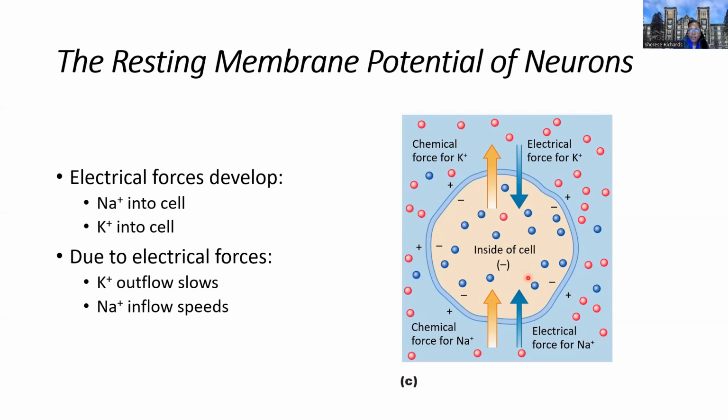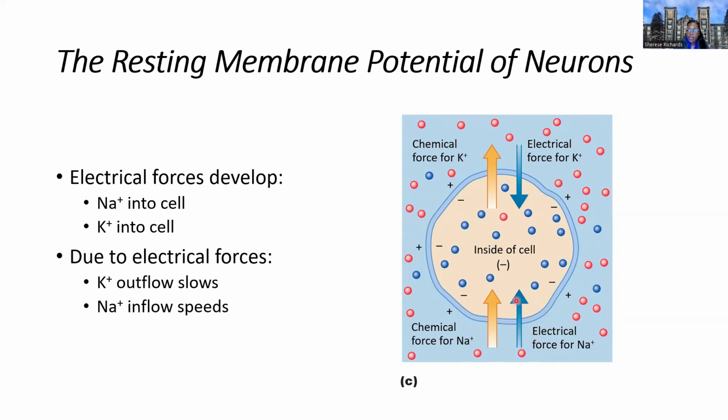Okay. Now, if we think about the magnitude or the speed or the flow of these ions, because potassium has a strong force outward and a smaller force inward, it's going to have a weak movement out of the cell because we have to subtract that weaker force from the stronger force. So the overall direction is out of the cell, but the magnitude of that is going to be quite weak because we had to subtract the smaller electrical force.